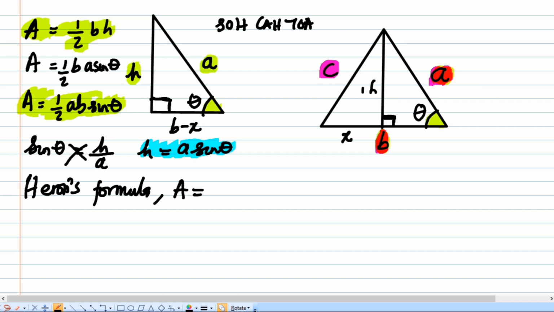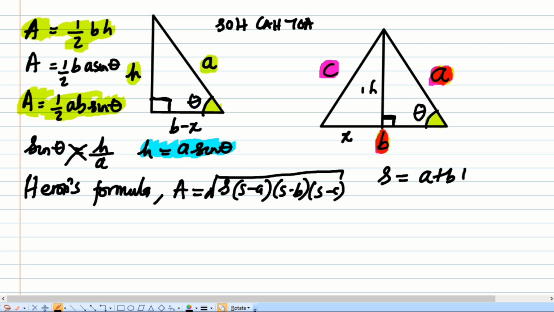Heron's formula says that the area of a triangle can be given by the square root of S into S minus A, S minus B, S minus C, where A, B and C are the side lengths. But this S itself is not an imaginary number. S is calculated by adding the three sides of the triangle and dividing by 2. So this is Heron's formula. You can use it every time you want the area of a triangle.